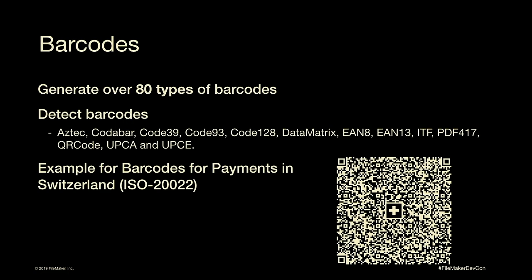We can detect a couple of barcodes from pictures. So if you have a scan made with our scanning function and the paper has a barcode on it, you may just crop the area, pass it to the barcode detector and get back the value. And if you are going to support people in Switzerland, they have a special barcode design for payment data, so they can just scan the barcode with a banking app and make a transfer.